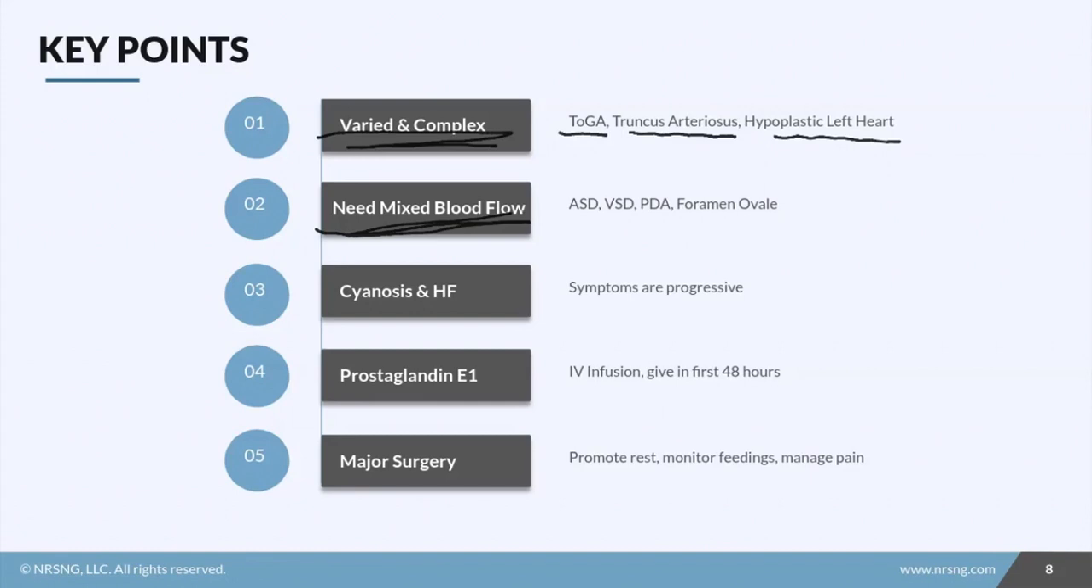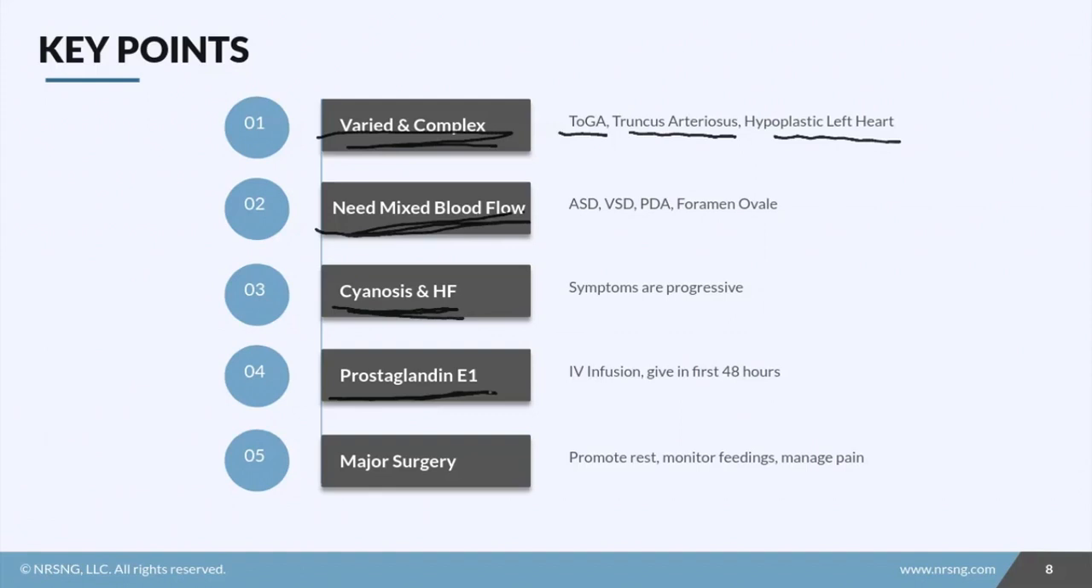Now, all of these defects are going to present pretty quickly with cyanosis and eventually heart failure. And remember, symptoms will worsen very rapidly as the heart is overworked. And remember that PDA, we need to keep it open to prevent extremely rapid deterioration. And the way that we do that is by giving a prostaglandin, and we give that IV, and it needs to be given within the first 48 hours to keep it open.